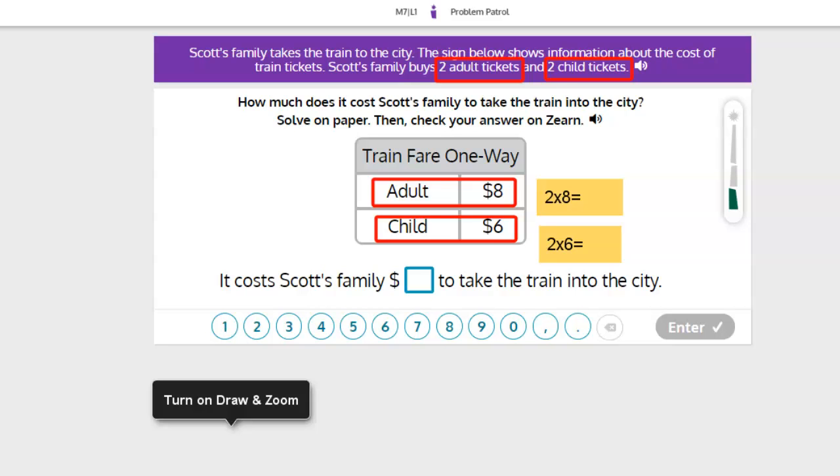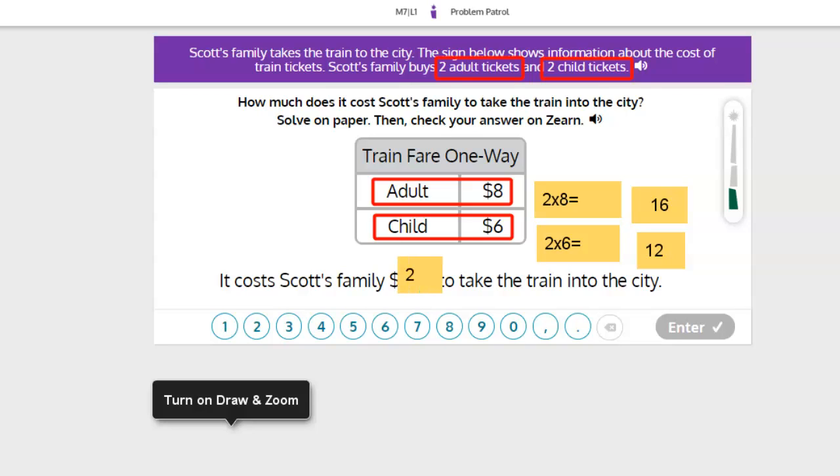Great. 2 times 8 equals 16. 2 times 6 equals 12. Now, in order to find the total amount that Scott's family paid to take the train into the city, what should we do with those 2 values? You got it. We should put these 2 values together in order to find the amount. So 16 plus 12 would equal 28. It cost Scott's family $28 to take the train into the city.